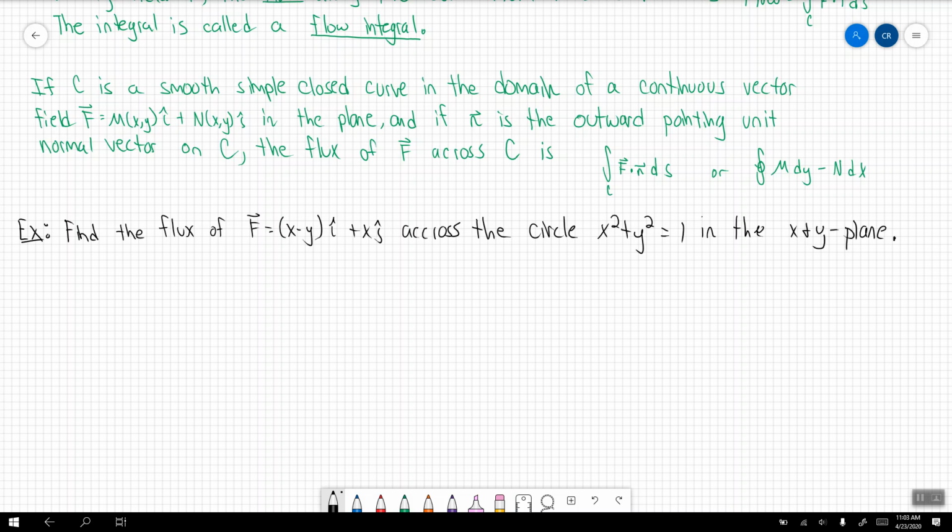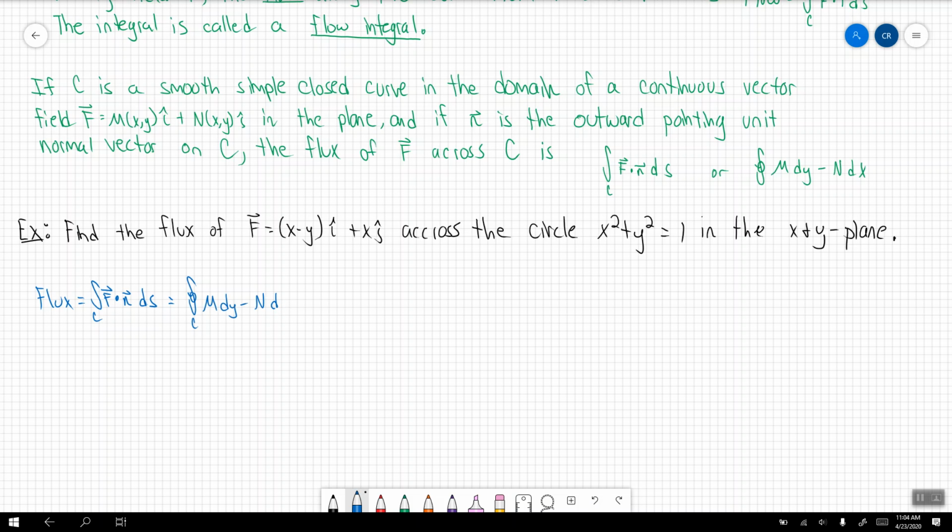Alright, so we're going to go through here and start identifying what we have so far. Now, if I want to find the flux that is occurring here, this is going to be the integral of this vector field with the normal vector over the curve, with respect to its arc length. But I can view this as just this flux integral over the curve for m dy minus n dx.